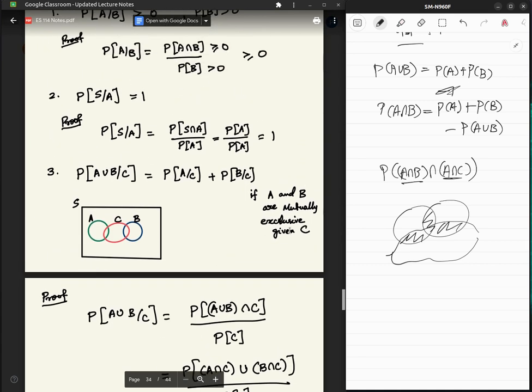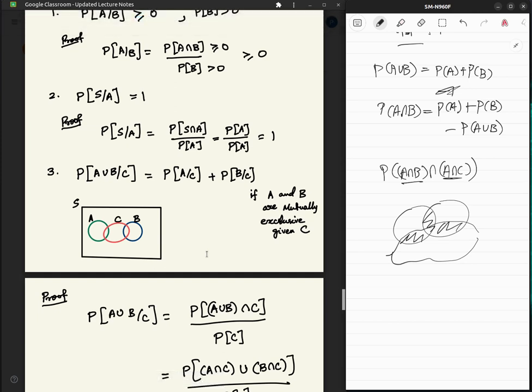C is only considered mutually exclusive if A is mutually exclusive to C, B is mutually exclusive to C, and A intersection B is also mutually exclusive to C. Wait, sorry, what was I even saying? Yeah, okay, if A and C are independent, B and C are independent, and their intersection is also independent, something like that. Oh wait, this makes sense.